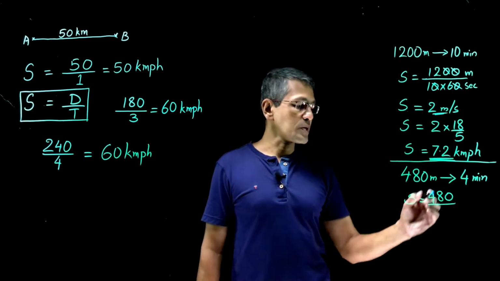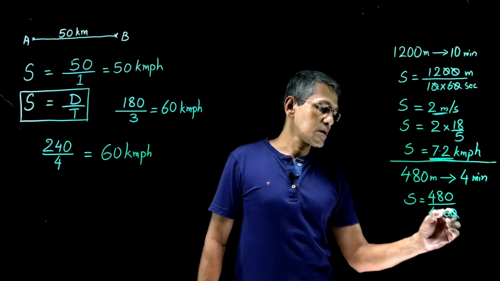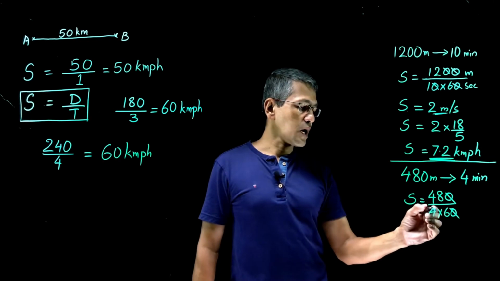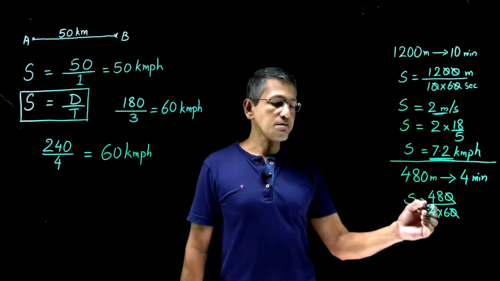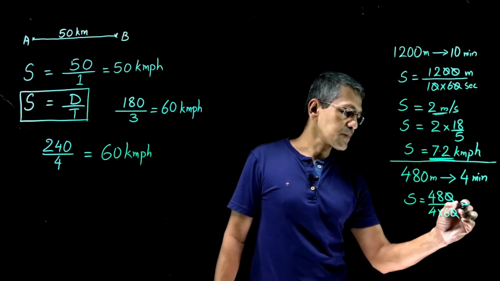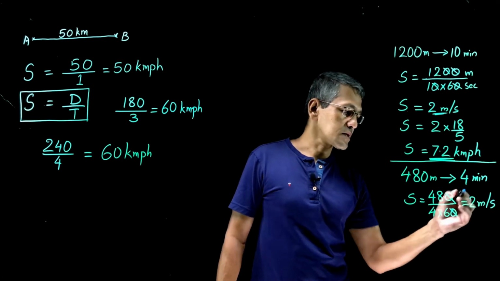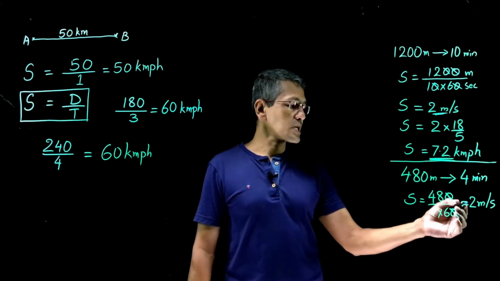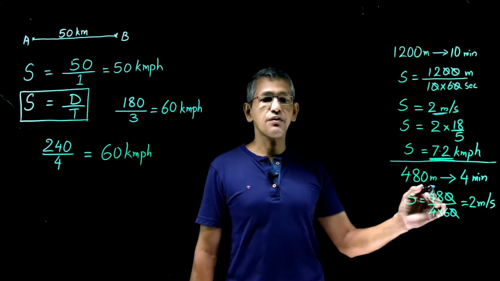Here we have 4 minutes. So 4 into 60. 4 into 6, 24, and this is 48. 48 by 24, what do you have? 2. 2 meters per second. And that is exactly the same as the previous case. The speed of these two people is the same, but the distance covered is different.